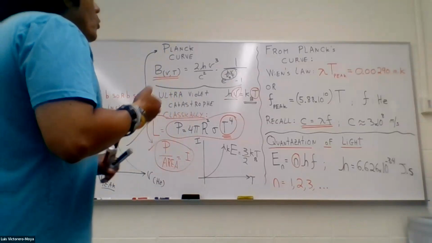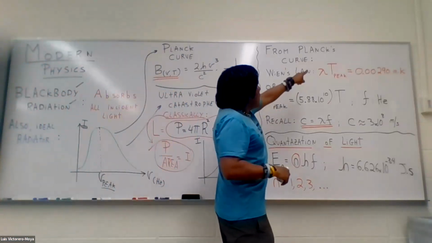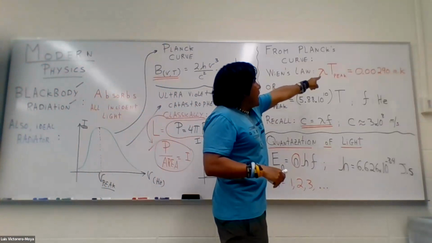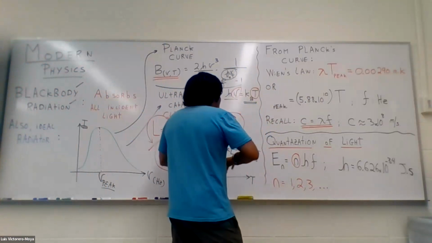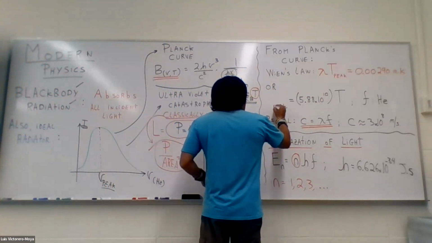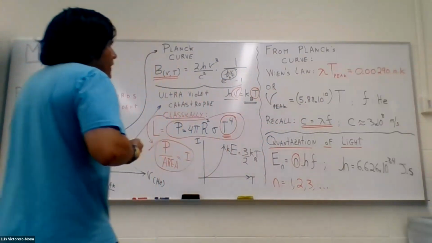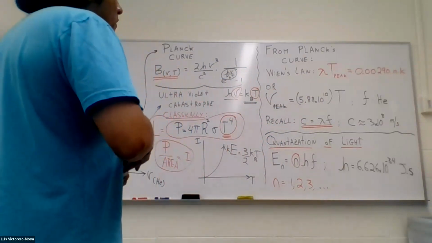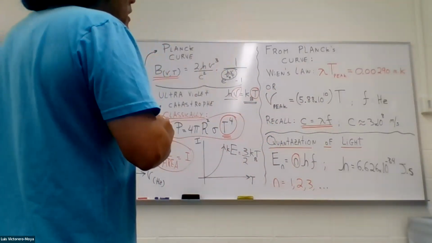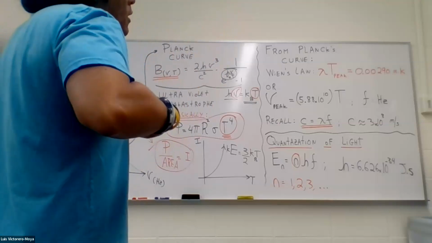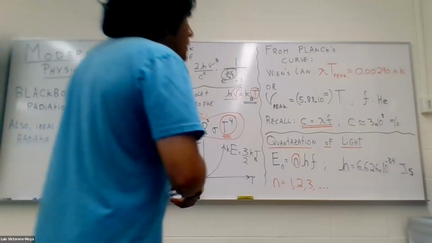Wien's law relates the wavelength and the peak temperatures or the peak frequency. Now let's look at what the relationship is. Lambda times temperature at the peak of the black body curve is equal to that constant, 0.00290 meter kelvins. So these are the units.